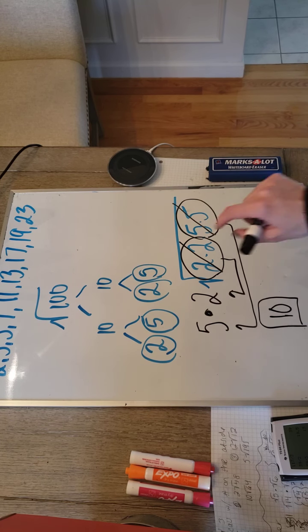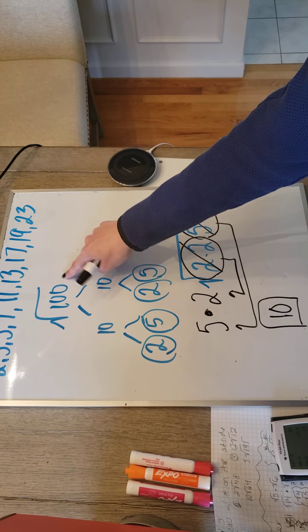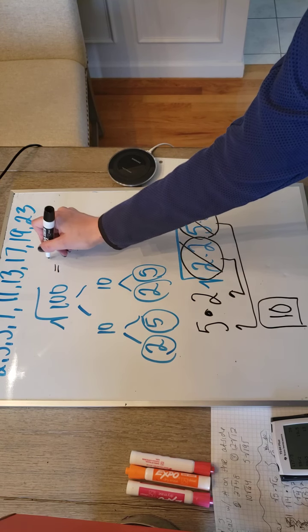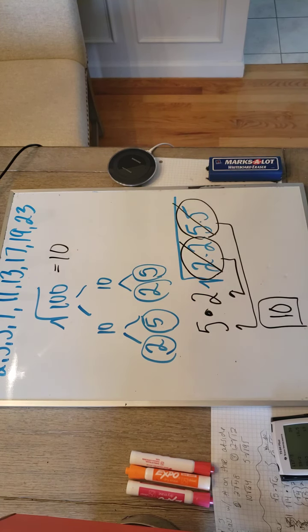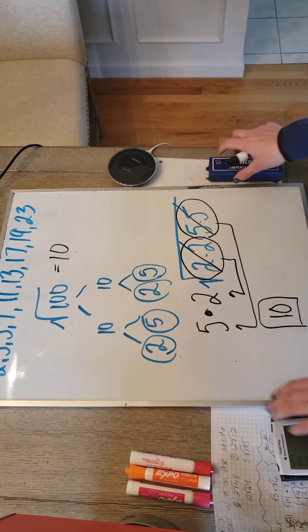Now at the beginning of this, if you knew the square root of 100 was 10, you did not have to do all of this work. But if you didn't realize that and you got down to here and you got confused, that's what happens.